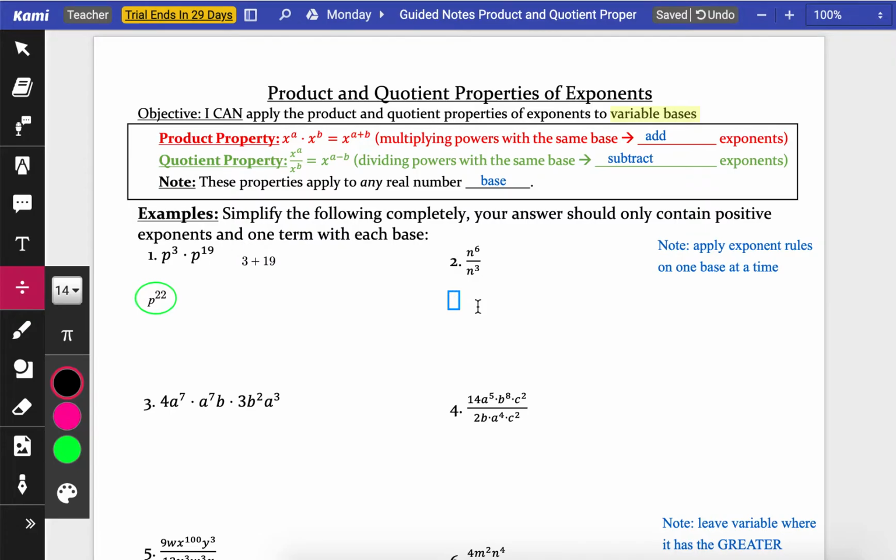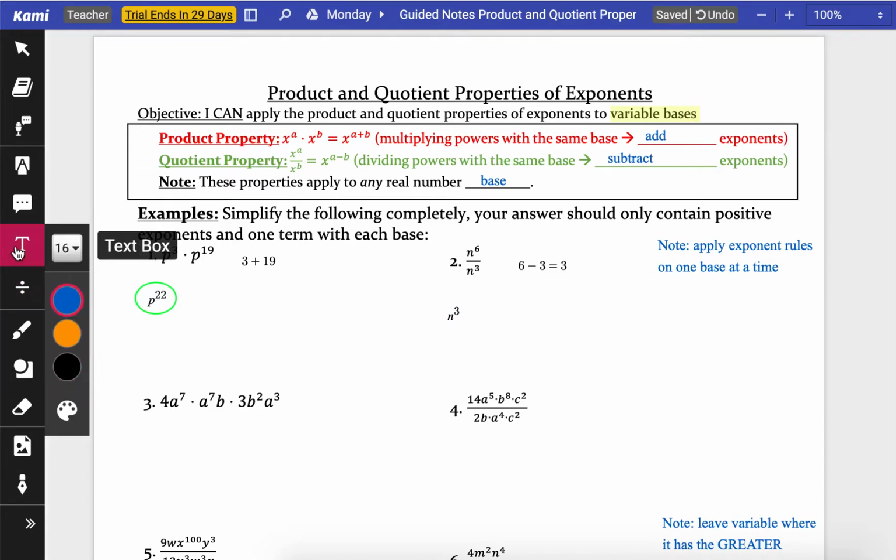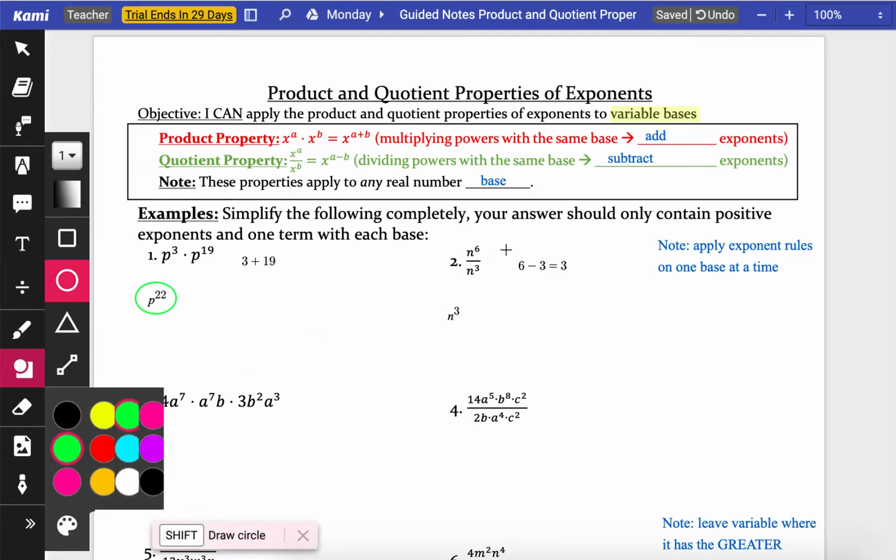So the same property again applies, n to the 6th divided by n to the 3rd. So we have n multiplied by itself 6 times, and we're dividing out 3 of those, which leaves us with a total of n multiplied by itself 3 times.